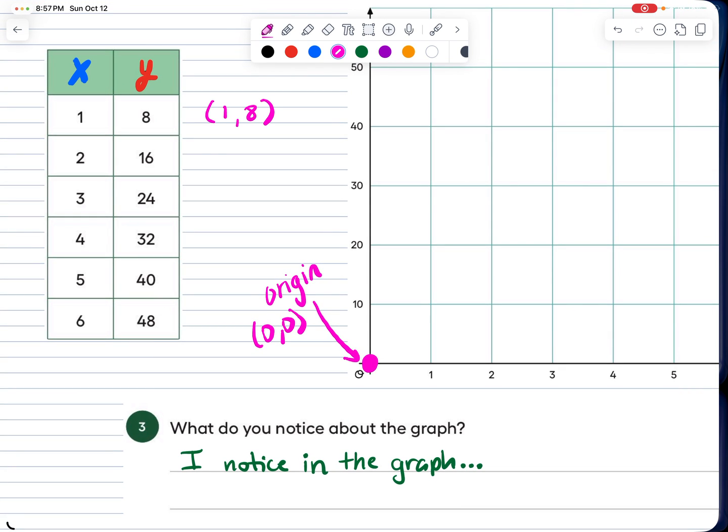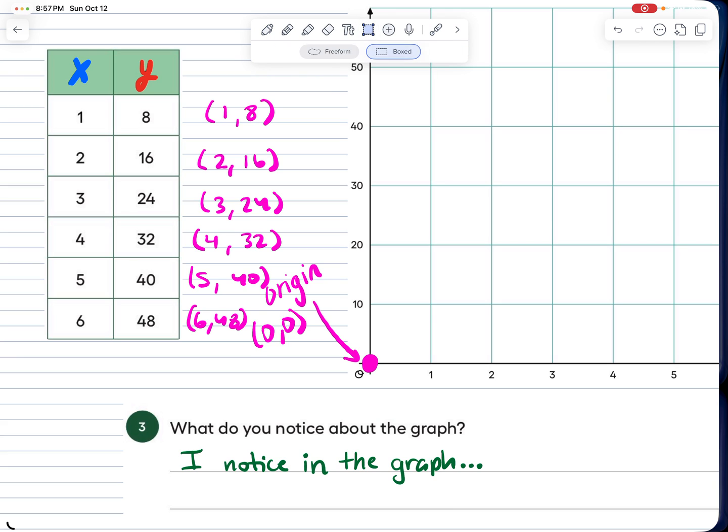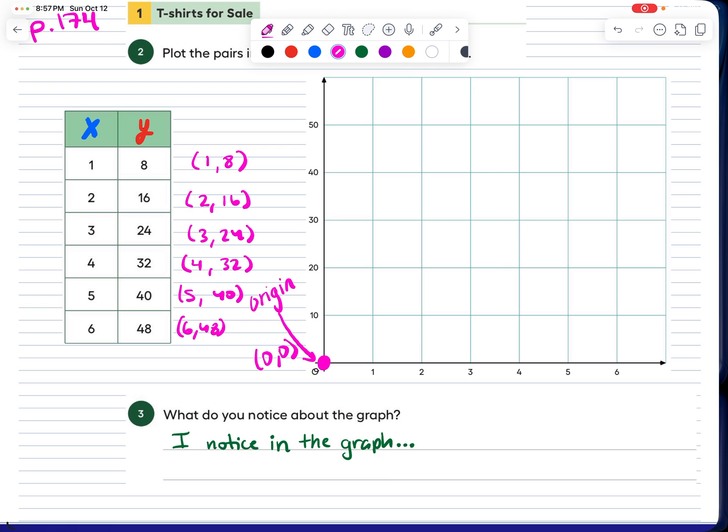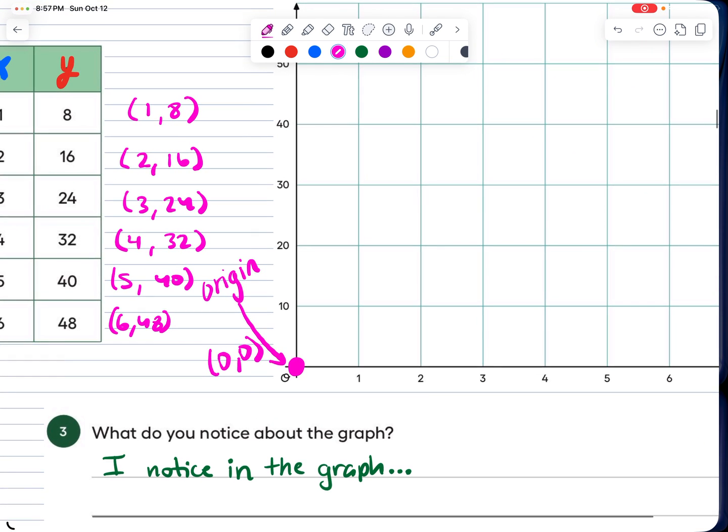So 1 and 8, 2 and 16, 3 and 24, 4 and 32, 5 and 40, and 6 and 48. These have always been points. This is not just like a coincidence, like, oh, now they're points. No, they've always been points, and these points were just ready to be graphed at any moment.